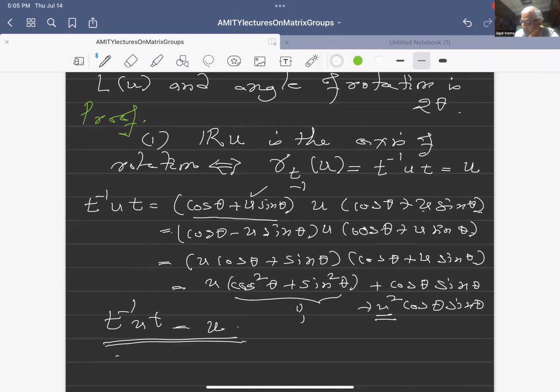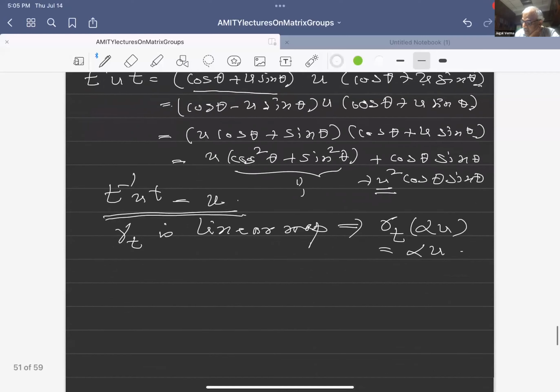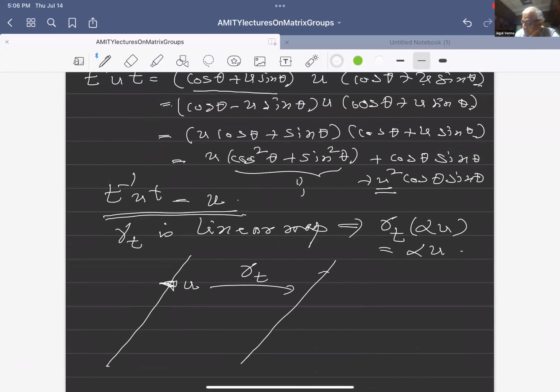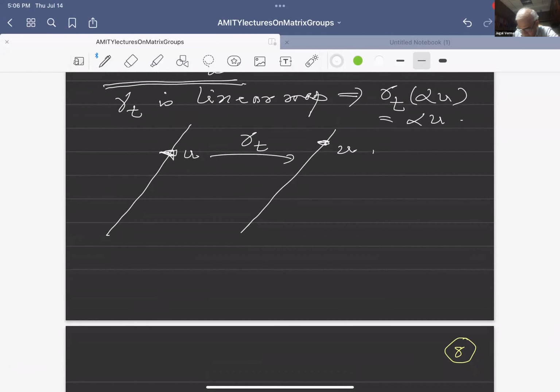And you see, gamma t is a linear transformation. Gamma t is a linear map, and therefore gamma t of alpha u will be alpha u. So this entire line along u is fixed. It is mapped to itself under the action of gamma t. So this is the axis of possible rotation, but we have not proved that gamma t is a rotation.